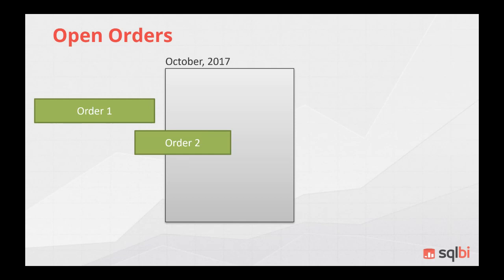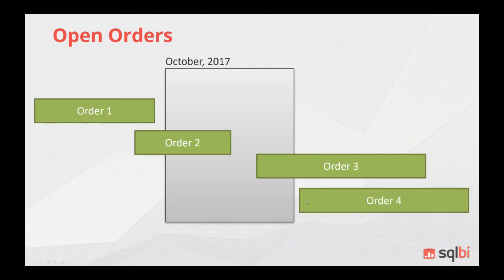Well, according to my definition of open order, we want it to be considered open. What about an order that was placed before the end of the month and was not delivered until the end of the month? That again is open. Then you might have orders which are placed after the end of the month. They are not open during October.